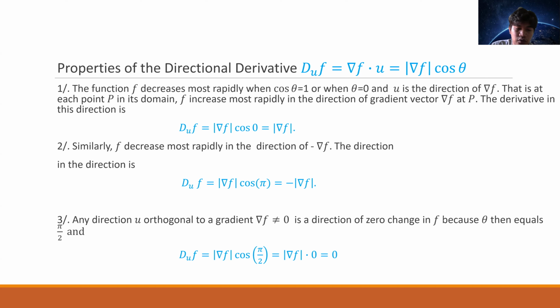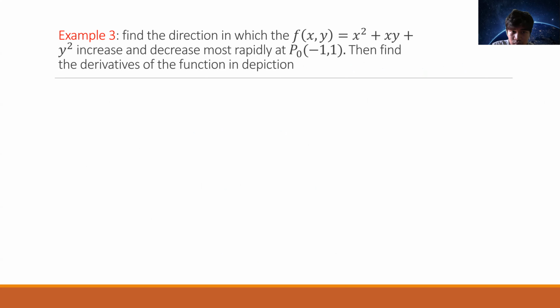Three, any direction u orthogonal to the gradient, which is not equal to 0, is a direction of zero change in f, because theta is then equal to pi over 2, and the directional derivative of function f in the direction of u here is equal to the absolute value of the gradient vector times cos pi over 2, which is equal to 0.